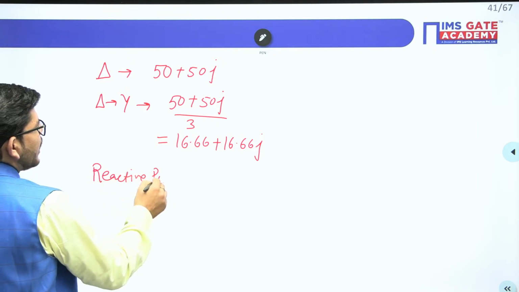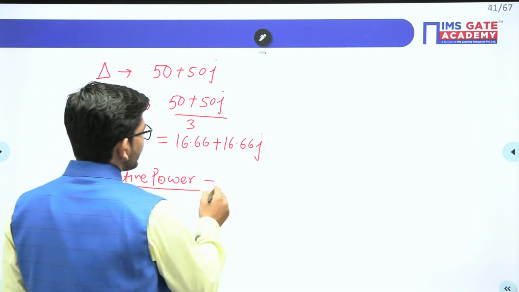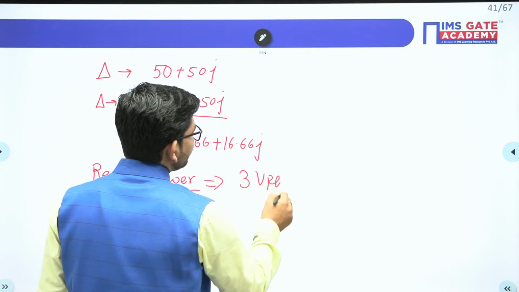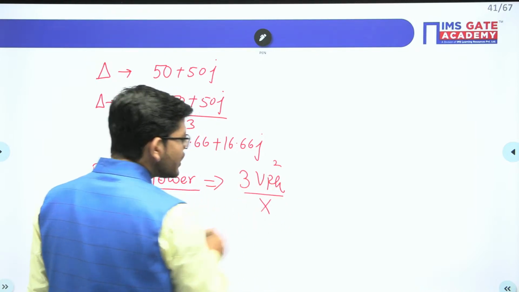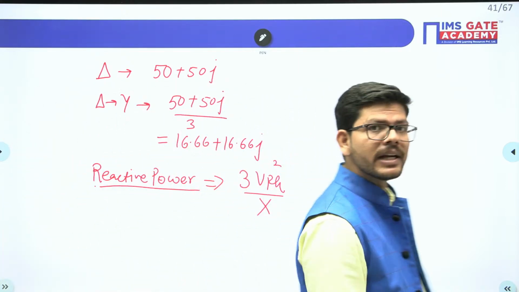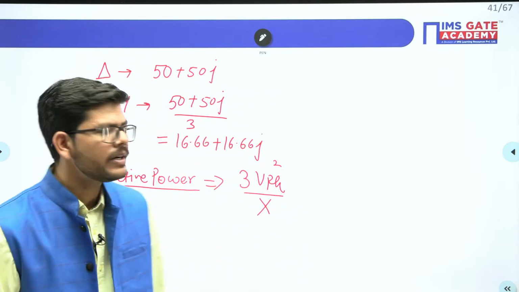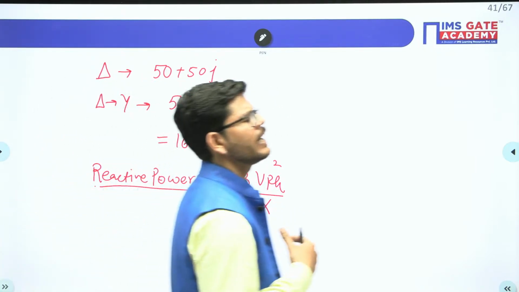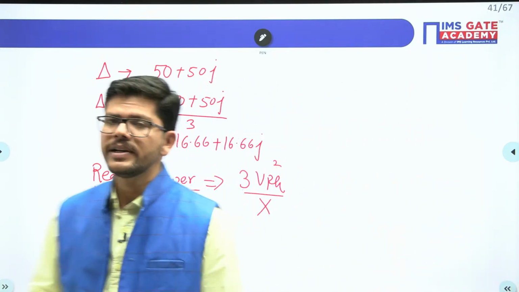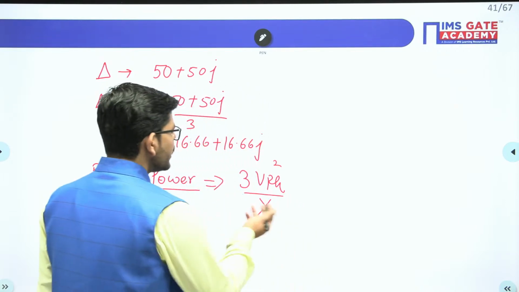Before that, we calculated the active power in the previous problem. For calculation of reactive power, it will be 3 V phase square upon X only, isn't it? If you are dividing by R, you are calculating active power. Dividing by X, you are calculating the reactive power. If you divide by Z, you will actually calculate the complex power. So we have to calculate the reactive power here.